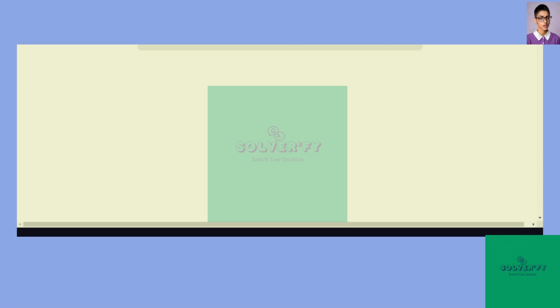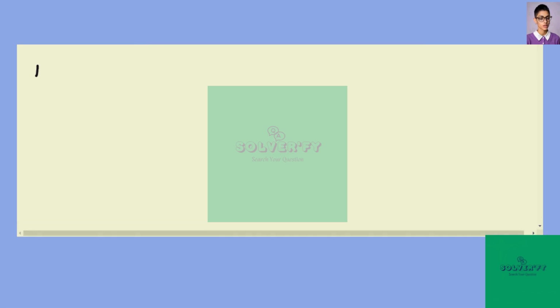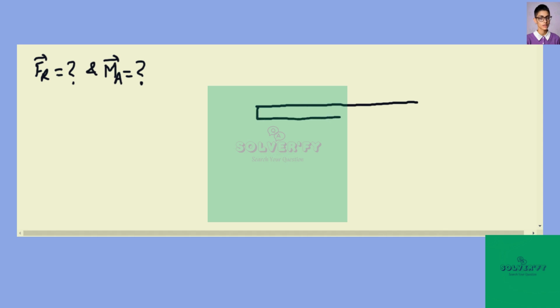Hello everyone, in this problem we have to calculate the total force and moment of force about the point A on the beam AB, which is shown here. Let us see the diagram. This is the beam. This is point A. This is point B.